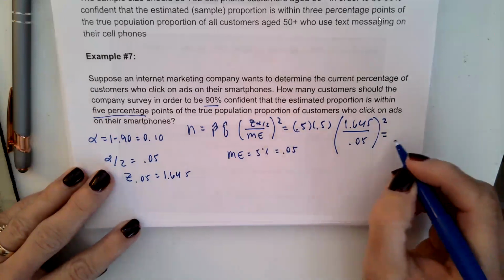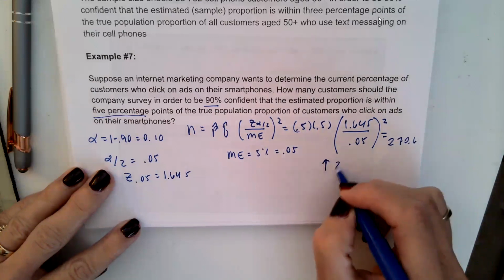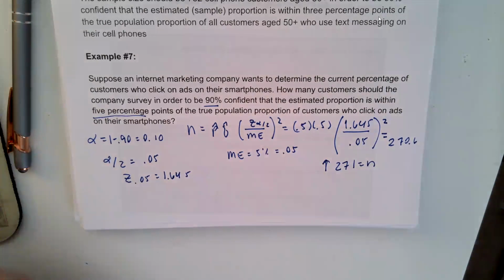And this comes out to be 270.6, but we always round up for sample size. So our sample size should be 271 customers in our sample.